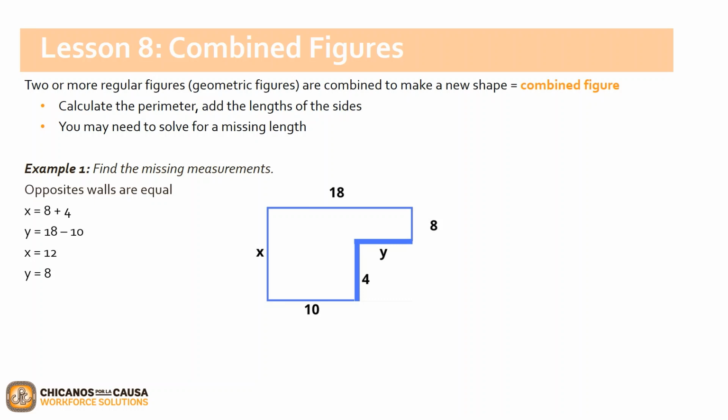So now we're going to add the lengths of the sides in order to calculate the perimeter. In this case, we're going to add 12, 8, 18, 4, and 10. And it's going to give us a total of 60 feet.